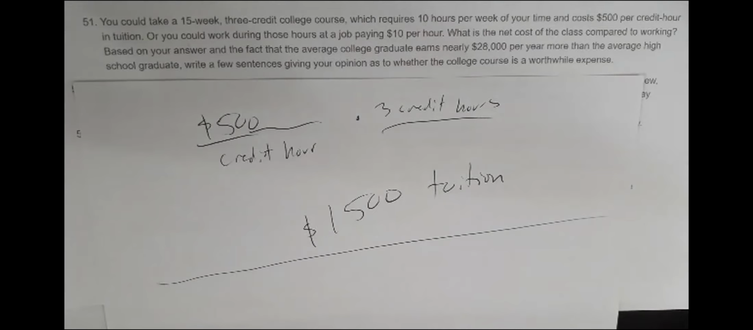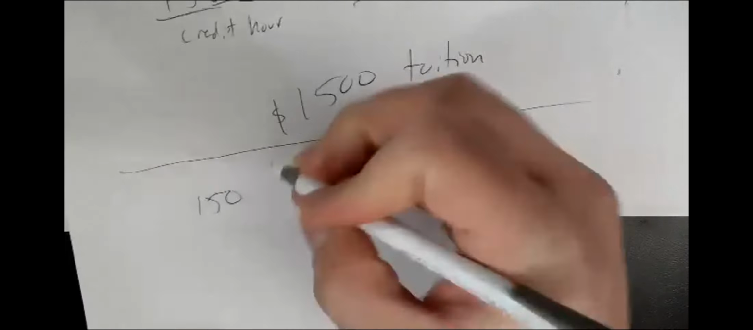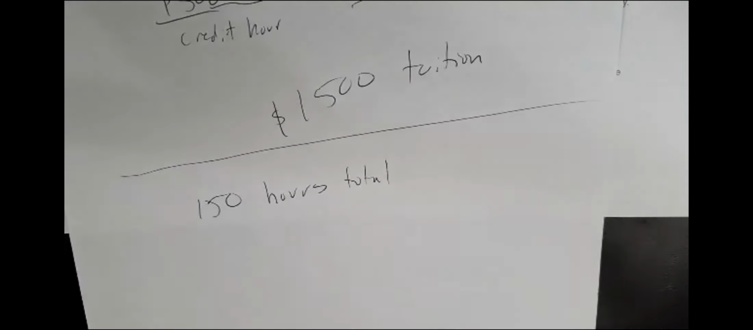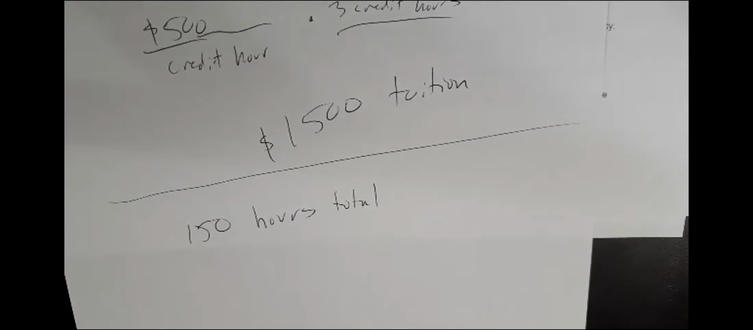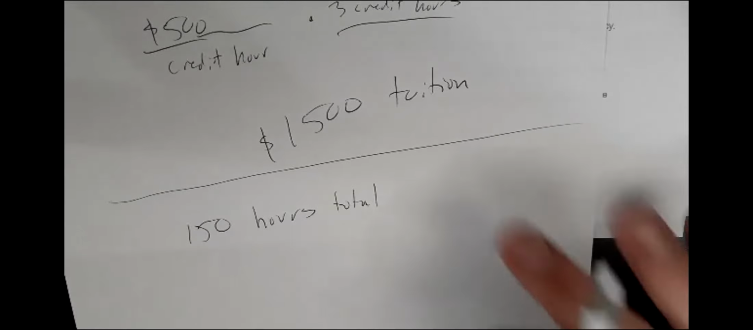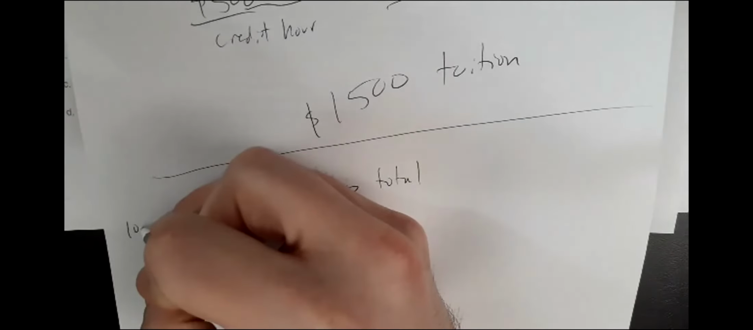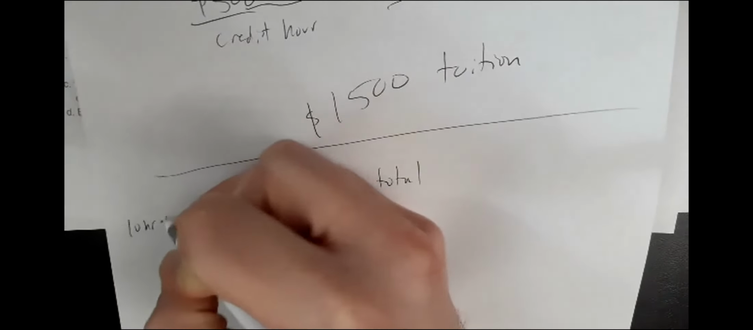So is that 10 times 15? Yeah, it's 150, right? That's how many hours total you're going to spend in the class. And so how much are you missing out on work if you're spending 150 hours? This is the 10 hours by 15 weeks, right?